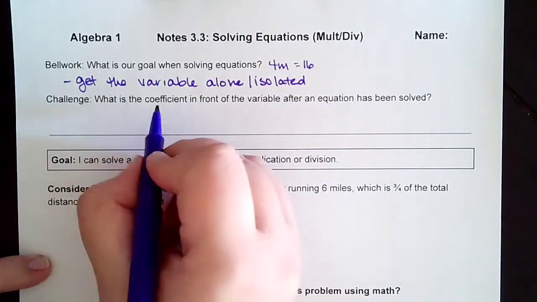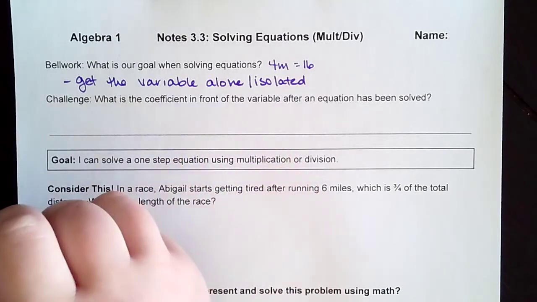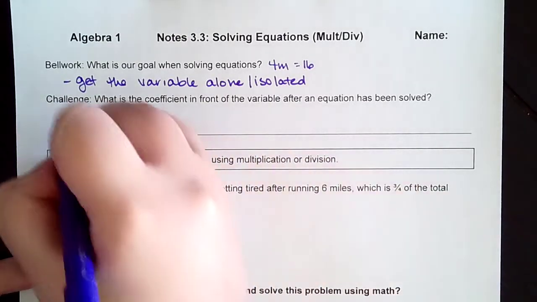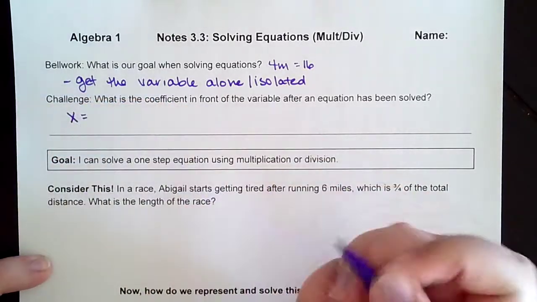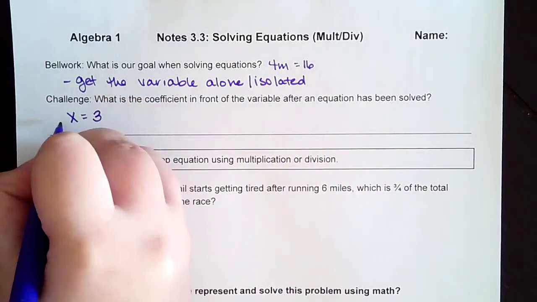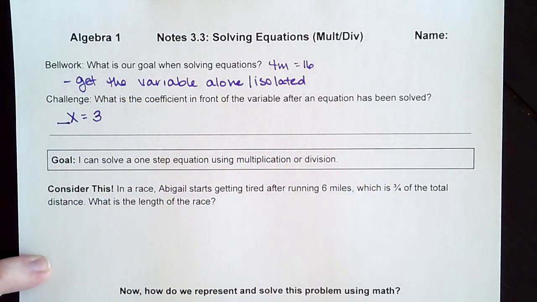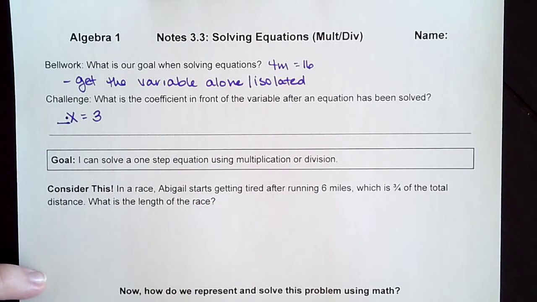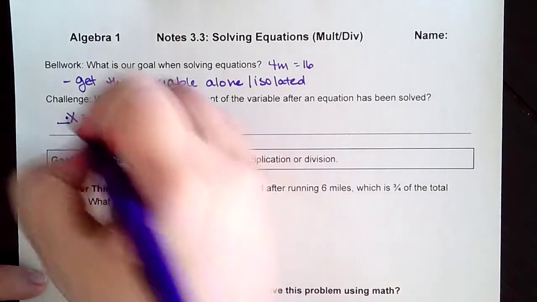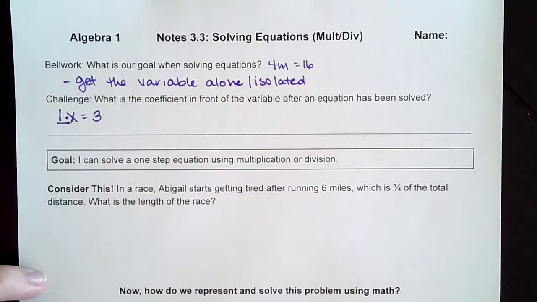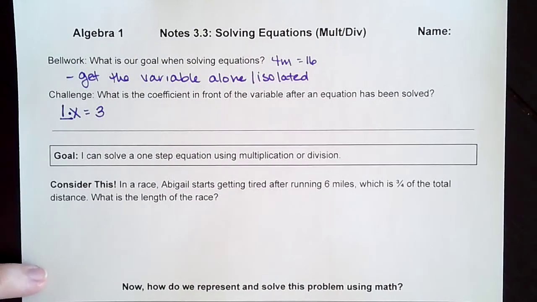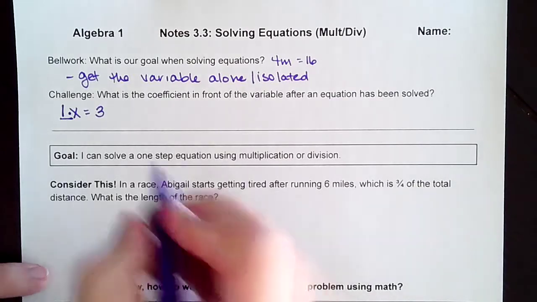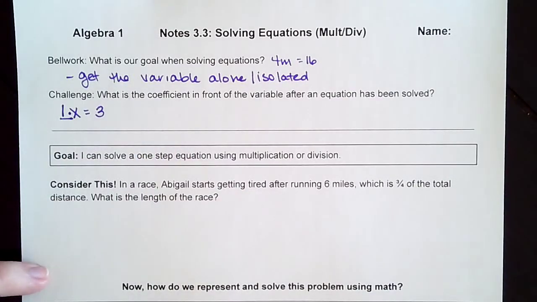So quick challenge, what is the coefficient in front of the variable after an equation has been solved? Yesterday when we had a solution that said x equals 3, what was that coefficient, or what was that number in front of x? Another way of thinking about this is, what number was x being multiplied by? Even though it's not there, there was technically a 1. 1x equals 3.